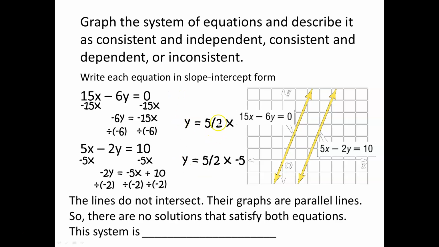And you should notice that, hey, they've got the same slope. And we learned in the last lesson, right before your test, that same slope means that we have parallel lines. And parallel lines do not intersect. So there are no solutions and the system is inconsistent.